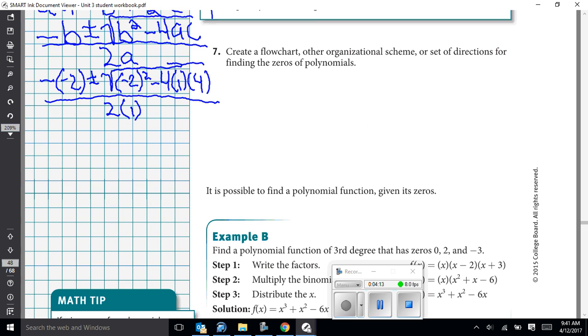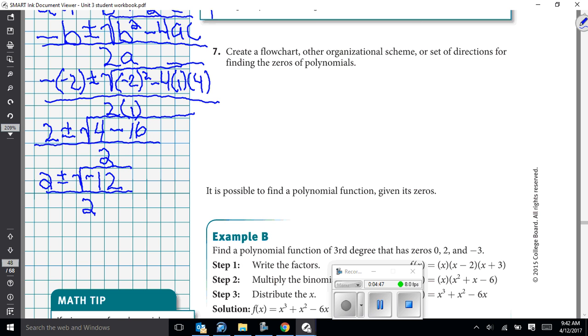So now we need to simplify. So negative 2 is positive 2 plus or minus the square root of negative 2 squared. Remember to square the negative, so it's positive 4. Minus 4 times 1 times 4 is 16. And then 2 times 1 is 2. So now we have 4 minus 16 inside our square root. And that's a negative 12 over 2.